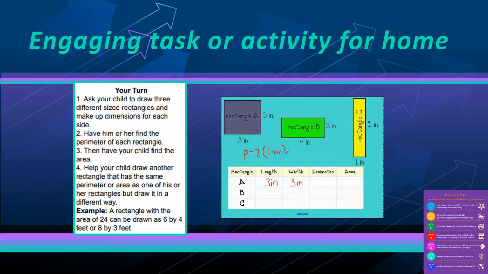Here's an engaging task or activity for home. This one's called Your Turn. You're going to have your child draw 3 different size rectangles, find the area and the perimeter, relate them, and then extend it to have them draw another rectangle with the same area or same perimeter as the other ones.